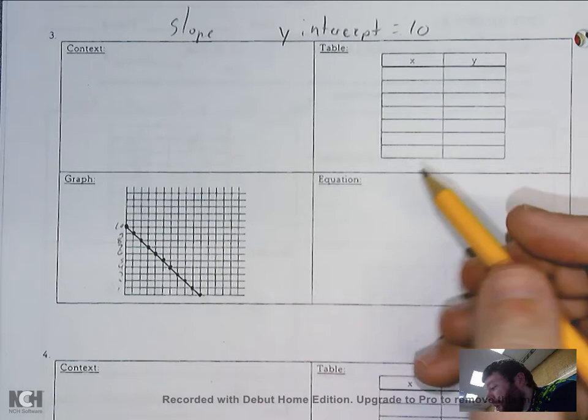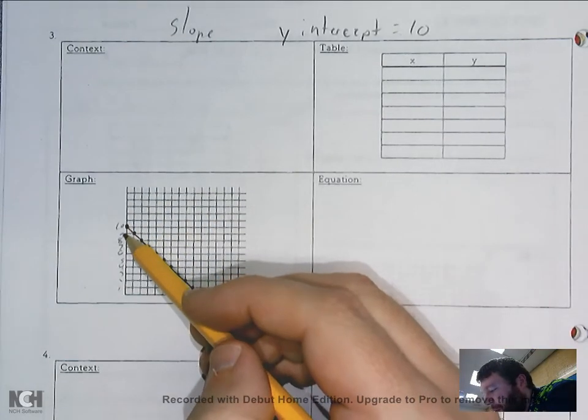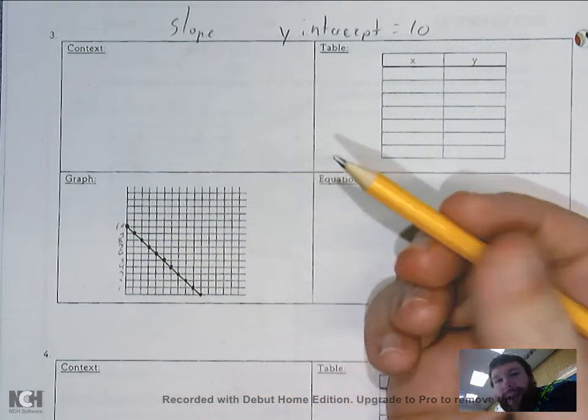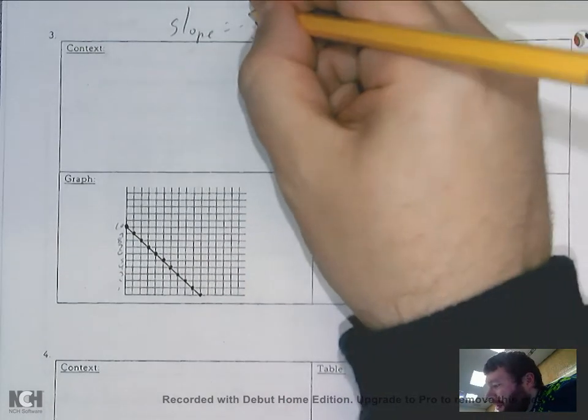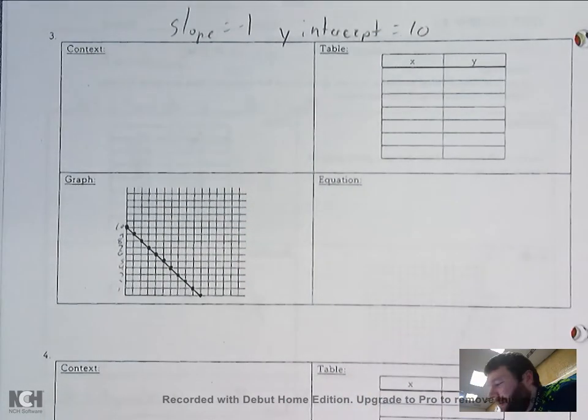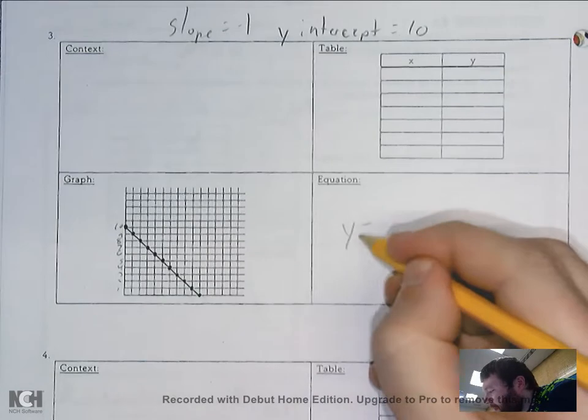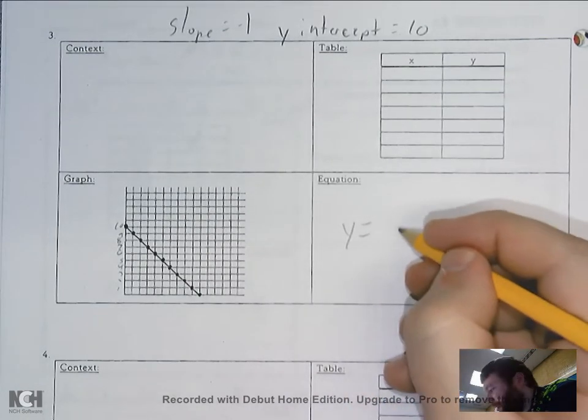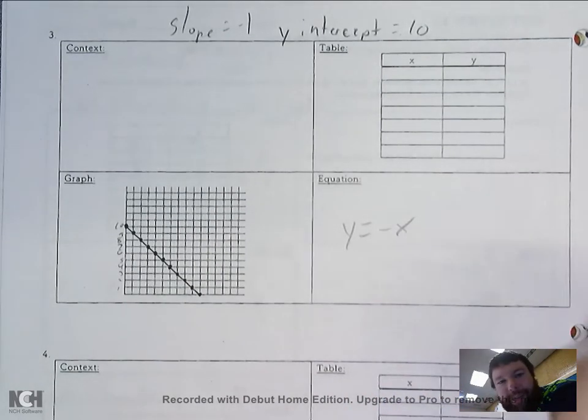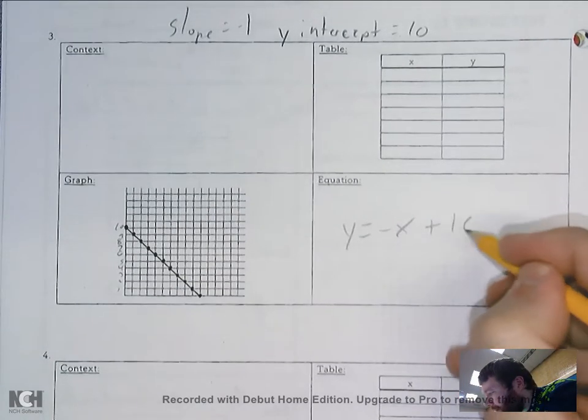Okay, and then the slope is the rate which is going down. It's going down 1 over 1. So that would be a -1 slope, right? So -1, or -1 over 1. So your equation would be y equals -1x, or just negative x, because it's the same thing, right? And then you would add 10.